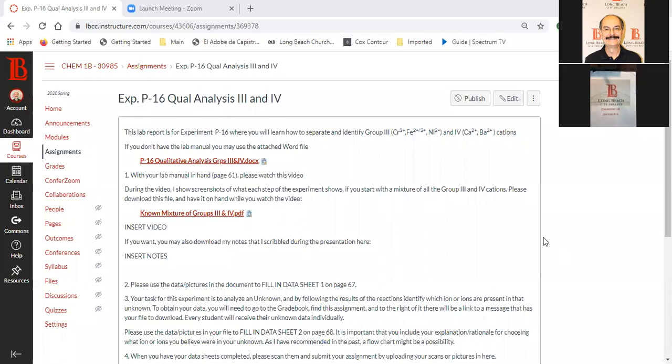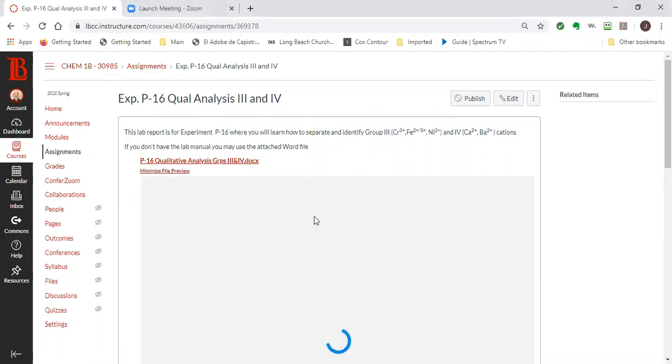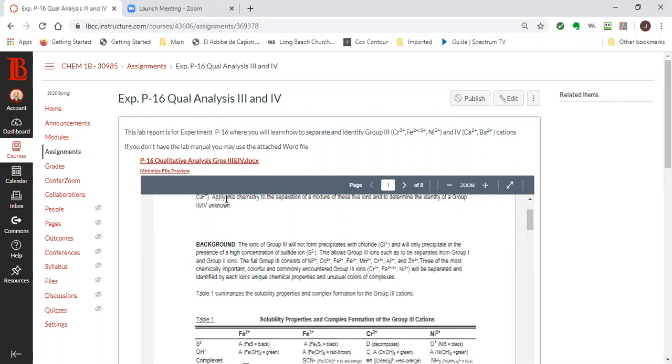DA again, and we are going to be walking you through experiment P16, which will be available by the time you watch this video here on your Canvas page. And it is not complete at the time that I'm doing this video, but this is the page that you will see. You'll have access here to the actual document that you're going to be reading through, and you can either download it or you can just read it here.